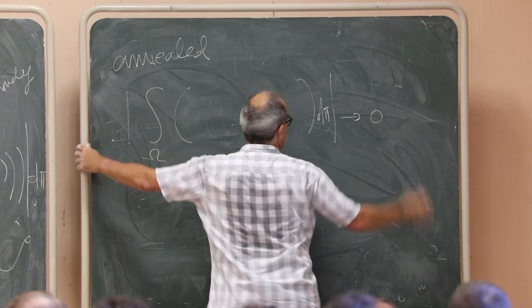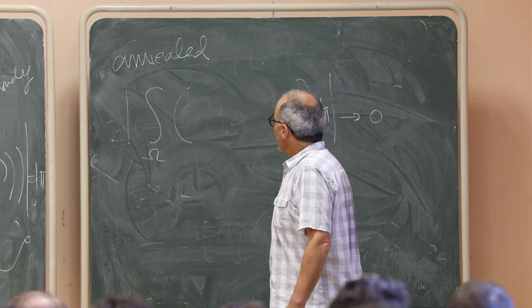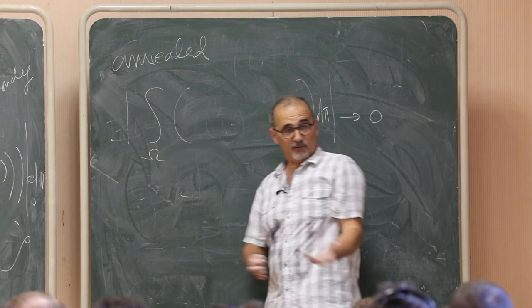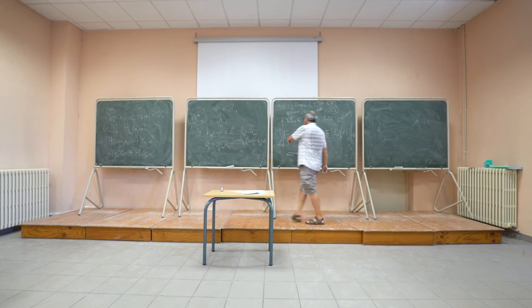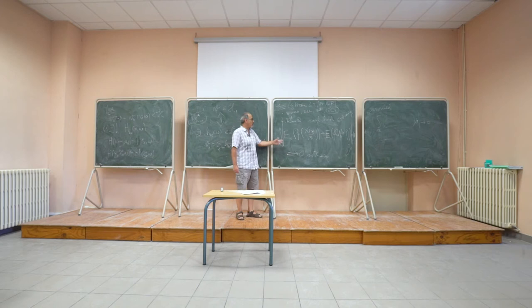This is the annealed. The annealed would say that you take the average over everything, and that converges. I don't say that. I say much more. I say in probability with respect to omega, or in L1 with respect to omega. L1 or probability is the same because this is bounded. This holds. This is much stronger.